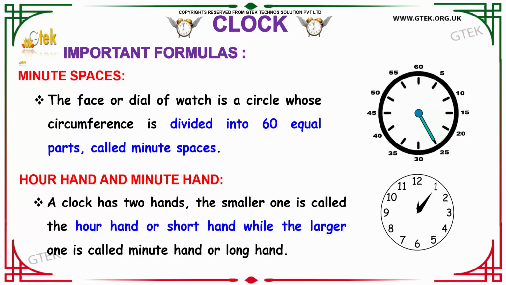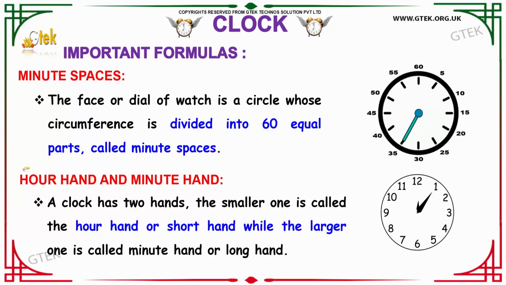Minute spaces. What is meant by minute spaces? Well, you can see over here the face or the dial of a watch. It is in circle shape, whose circumference can be divided into 60 equal parts, and it is known as minute spaces.